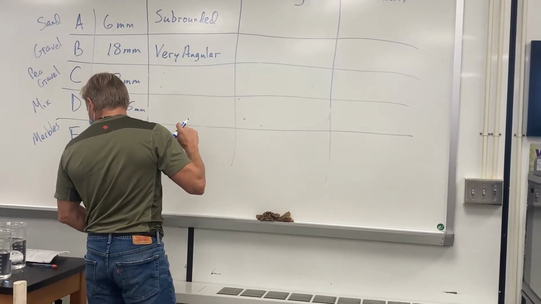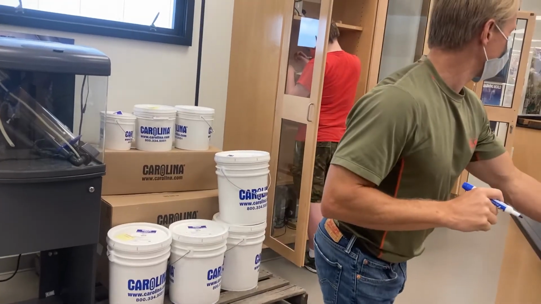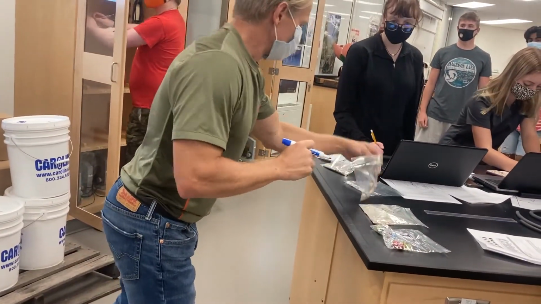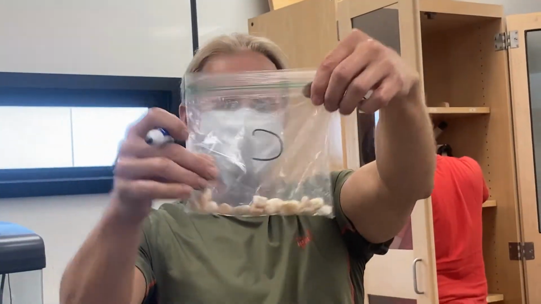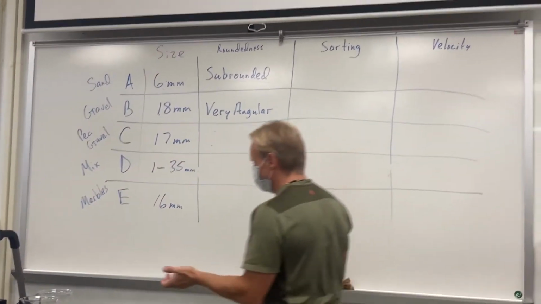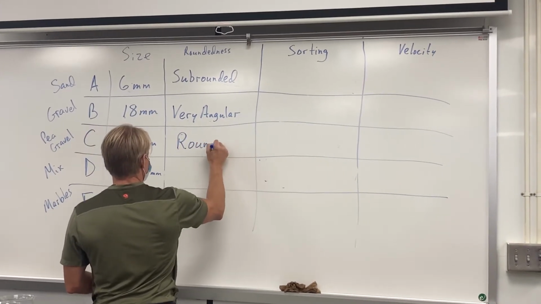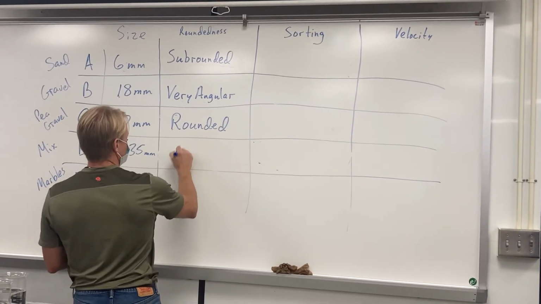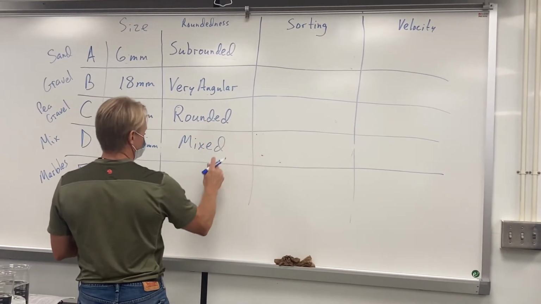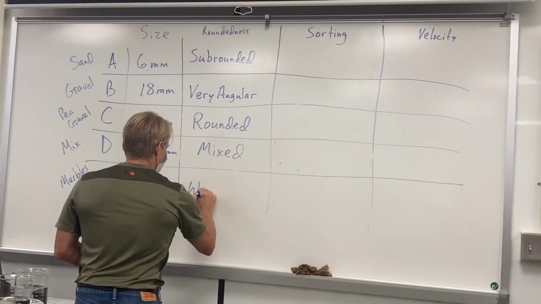Then we have the pea gravel. If you have pea gravel around your gutters at home, anybody have that on their house? It's pretty rounded stuff. Like it's been rounded in a creek, but it's not as round as a marble. That's about as round as it gets in nature. So we're going to call this stuff rounded. Okay. Our mixture is, well, it's mixed. It's a little bit of everything. I mixed all these together pretty much is what I did. And the marbles are very rounded. You don't get any more rounded than marbles.